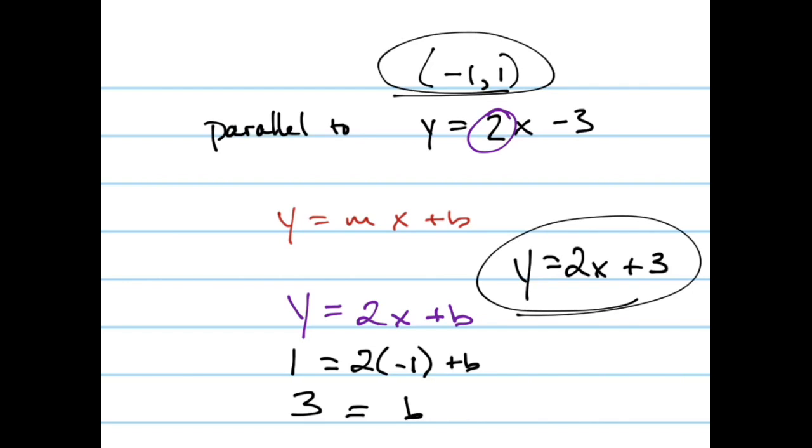Alright, let's do one more example. Instead of using a parallel line, we're going to use a perpendicular line. So we want to go through the point (2, 3), and we want to be perpendicular to y equals negative 2x plus 2. What do we know about perpendicular lines?